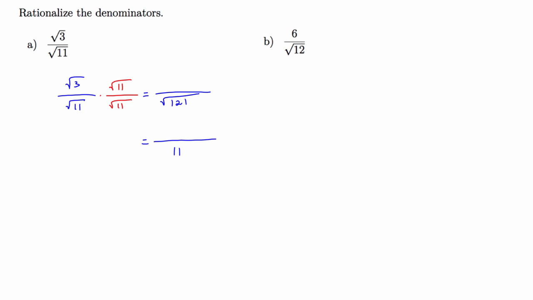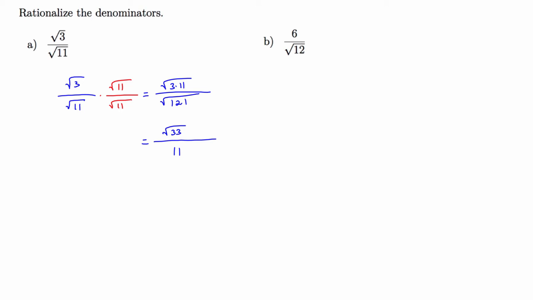So we've now rationalized the denominator, but we do need to figure out what the numerator is. Root 3 times root 11 is the same thing as the square root of 3 times 11. That's how we got the 121 in the denominator. And 3 times 11 is 33. So our final version of this expression with its denominator rationalized is root 33 over 11.